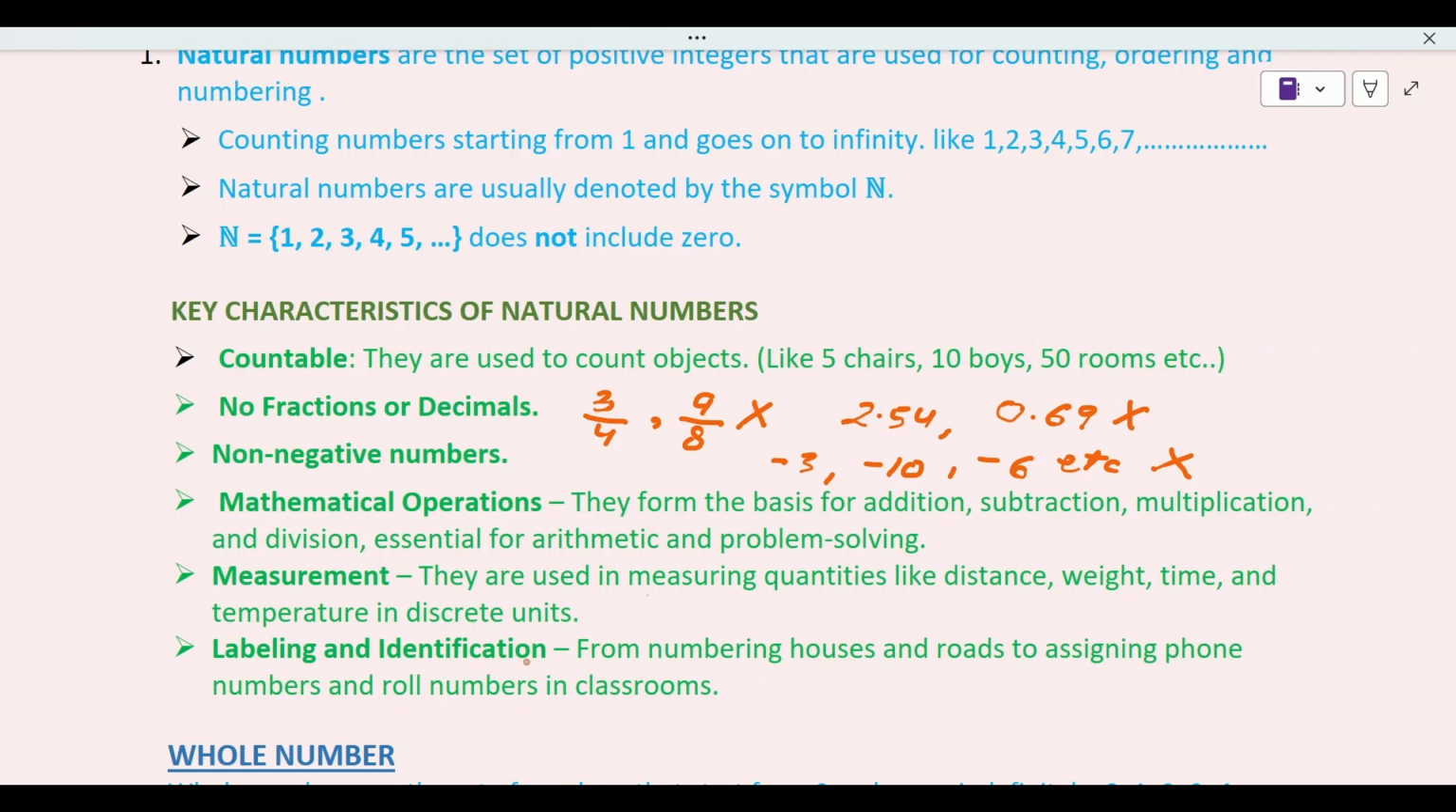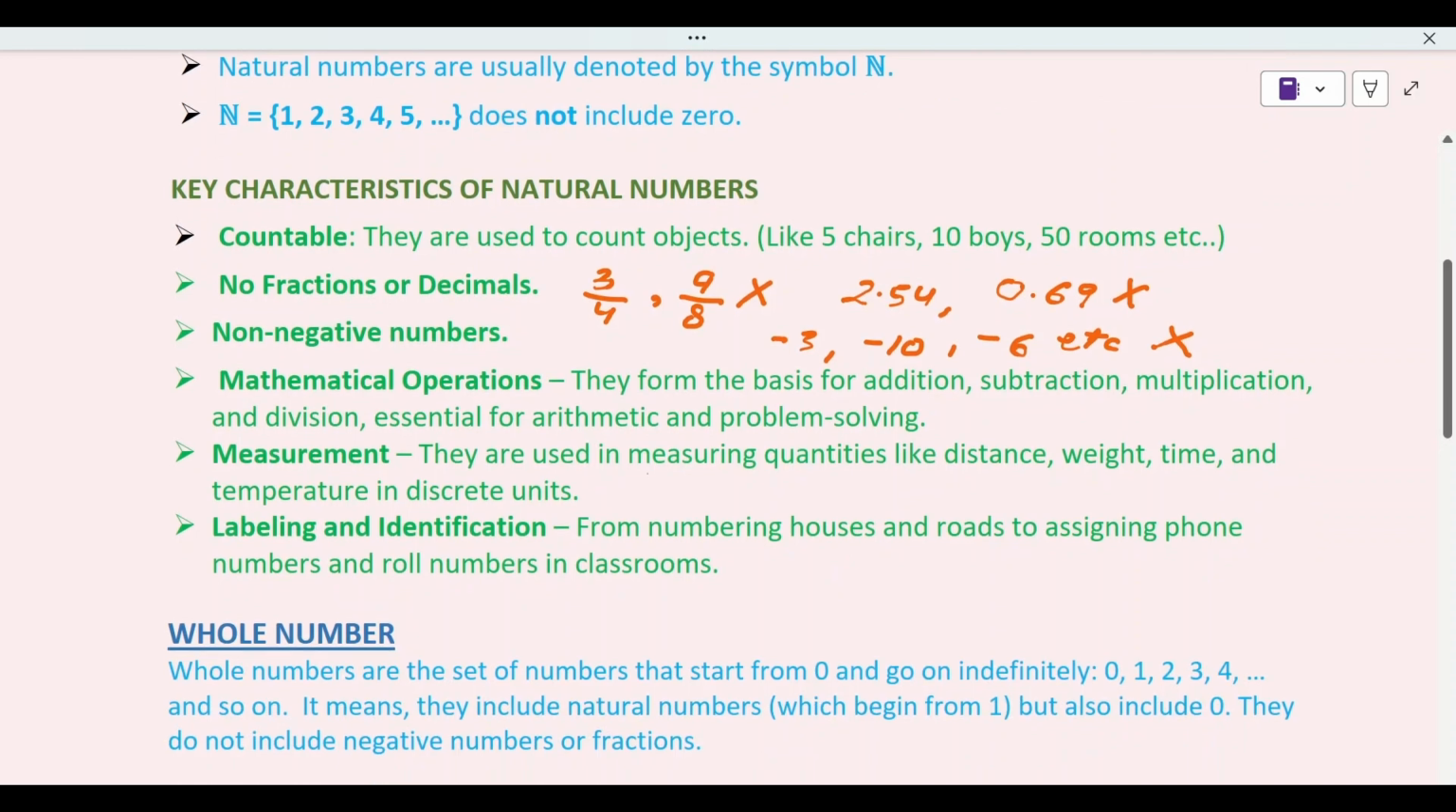Labeling and identification. Numbering of houses like house number 44, row number 3, and phone numbers like 9898989898. Roll number of a student in a classroom, such as roll number 5. So these are the key characteristics of natural numbers.